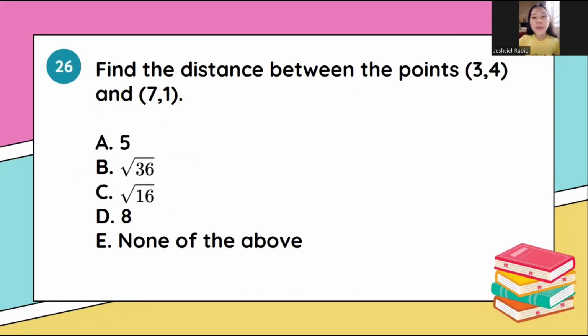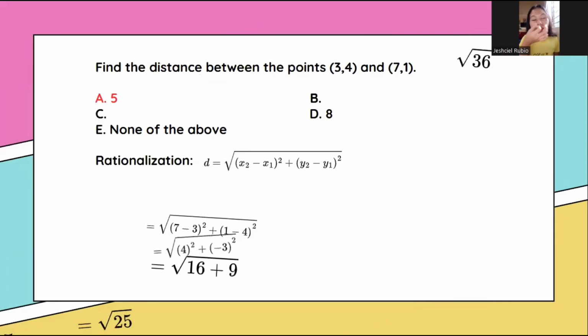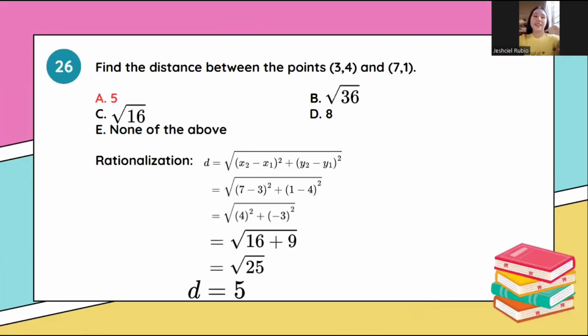Find the distance between the points (3, 4) and (7, 1). A, 5, B, square root of 36, C, square root of 16, D, 8, or letter E, none of the above. So what do you think is the correct answer? The correct answer is letter A, 5. Let's rationalize. The distance is the square root of the quantity x sub 2 minus x sub 1 squared plus y sub 2 minus y sub 1 squared.